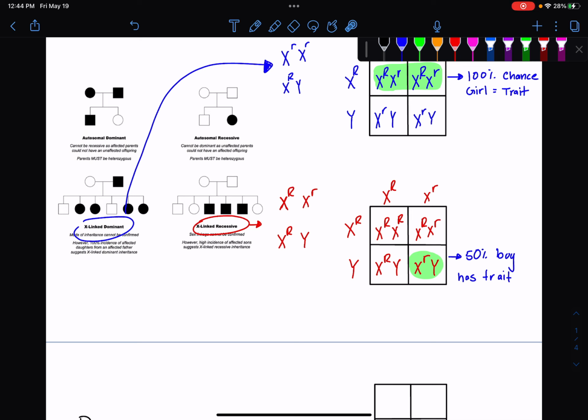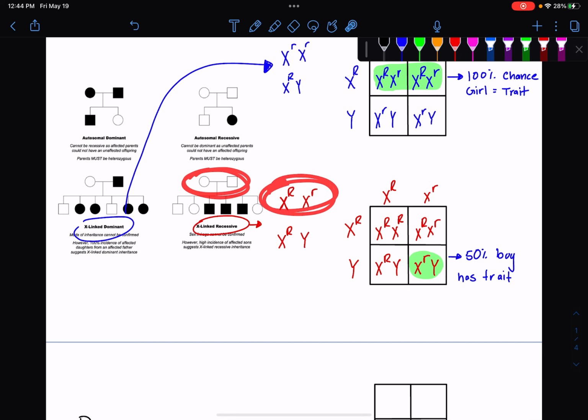But now how do we know if it's X-linked recessive? Well, the way we know X-linked recessive, again, the father can't really pass on the trait. So if we look at the mother, if the mother's affected, in this case she's not, but if she was affected, it would have a 100% chance to pass on to the sons. I didn't write it down here, but I have one later, we'll explain it.